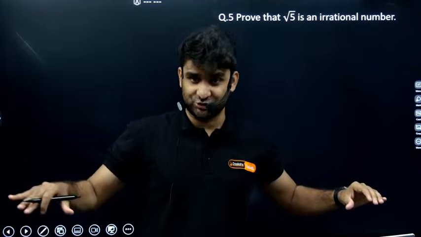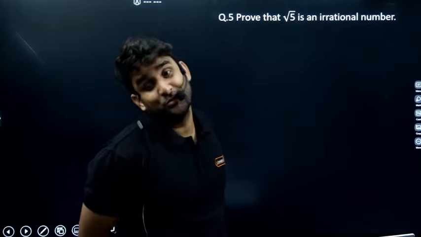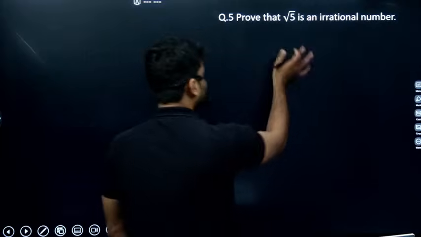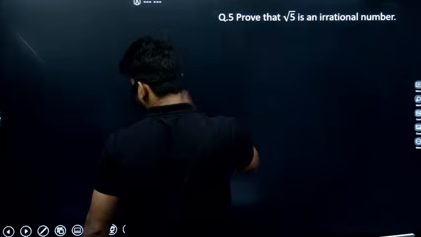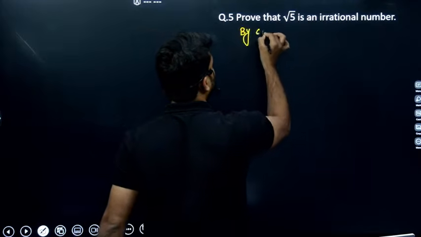Both will be unmatched. And why has this unmatched occurred? Because we have assumed root 5 as a rational number. So this is the only way. So let's do it. Which method will be used here, guys? Contradiction method. So let me write here: by contradiction method.